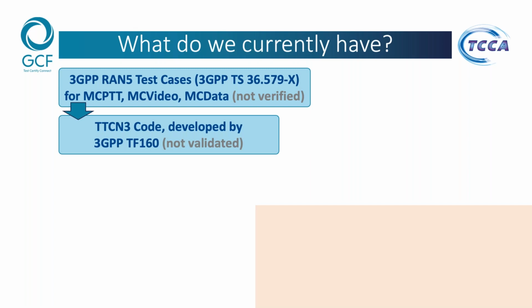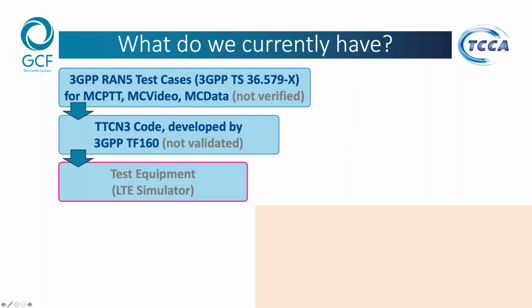Out of these test cases, there is a Task Force 160 in ETSI, which is developing TTCN-3 code out of these RAN5 test cases. They have done this already for MCPTT test cases. The issue here is again that this code is not validated yet. The code is available, but it's not validated yet. The next step is that you take this TTCN-3 code and port it on a test equipment, like an LTE simulator.